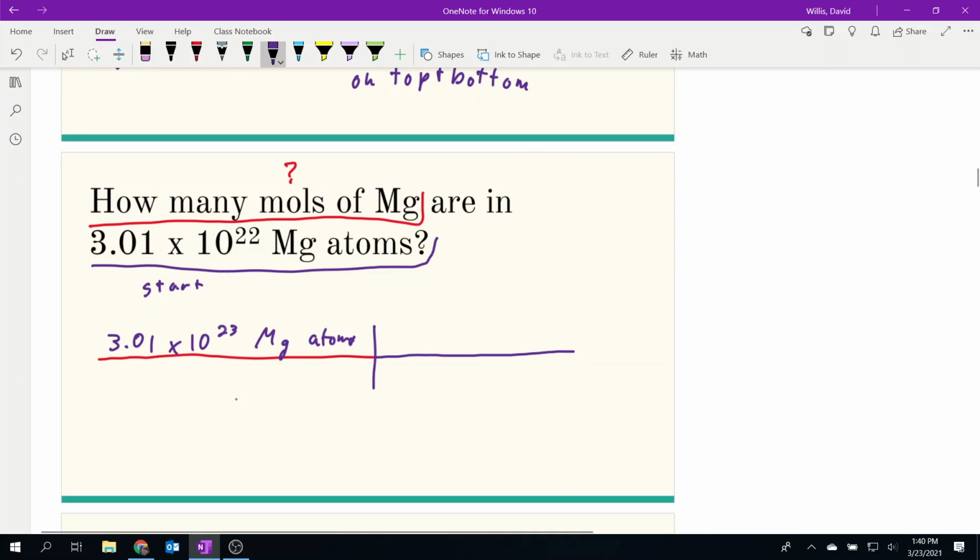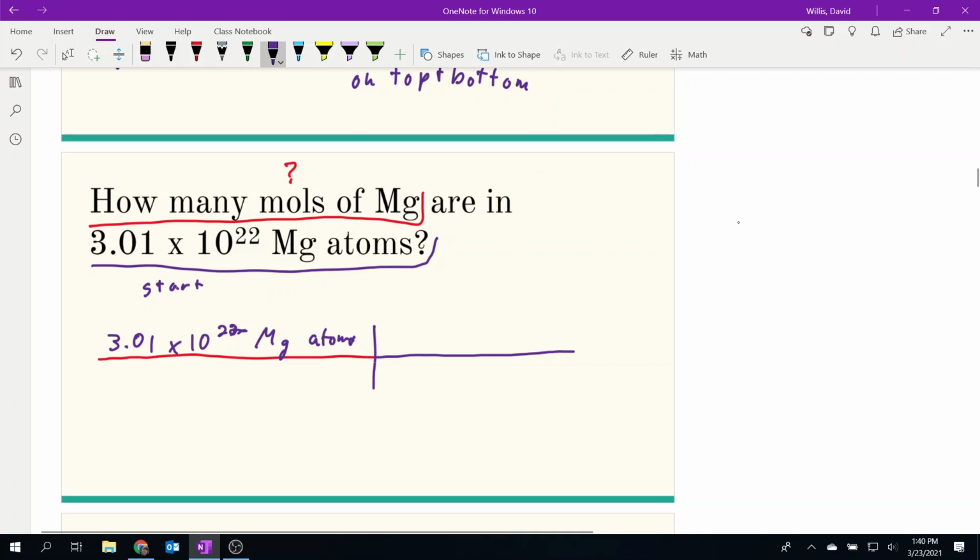All right. I'm sorry? Does it say to the 22nd? My goodness, to the 22nd. Yeah, 22nd, that's a 2. Magnesium atoms, thank you, ma'am.